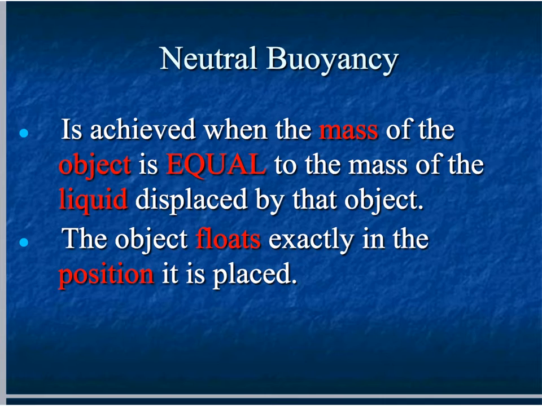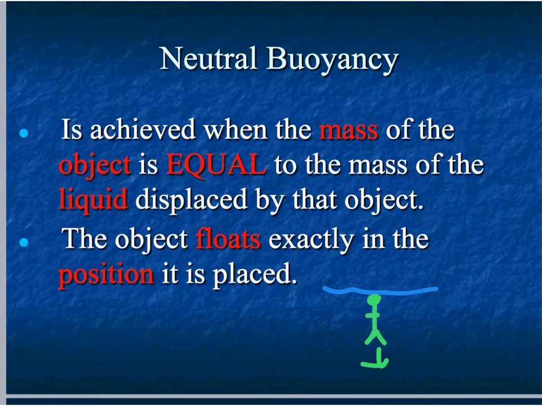Neutral buoyancy is achieved when the mass of the object is equal to the mass of the liquid. The object floats exactly in the position where it's placed. If you've ever jumped in the water, and you hold your body out, standing straight up, you kind of are just right here. You're not quite on top of the water, but you're not all the way at the bottom. That's because you have somewhat of a neutral buoyancy. You're 70-something percent water, so you're pretty close to neutral buoyancy with the water.